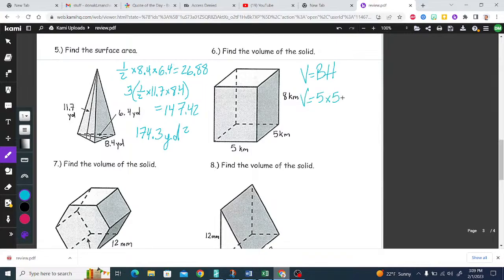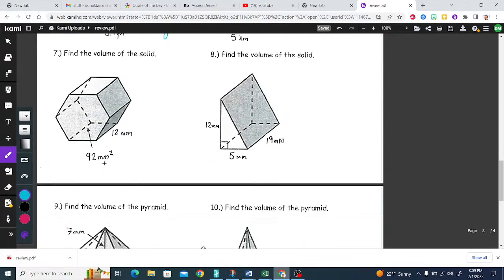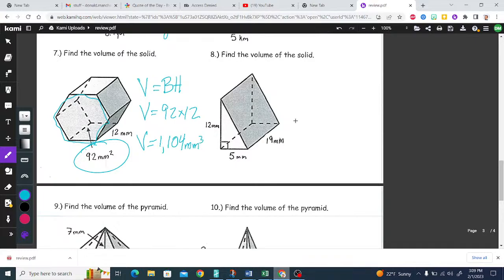Find the volume is the area of the base times the height, but our base is 5 by 5 and our height is 8, and so that is 200 kilometers squared. Now this next one surprised me at the number of you who struggled. This is the base right here, and this is the area of the base, and so if volume is the area of the base times the height, all we're doing is 92 times 12. So 92 times 12 gives us 1,104 millimeters cubed.